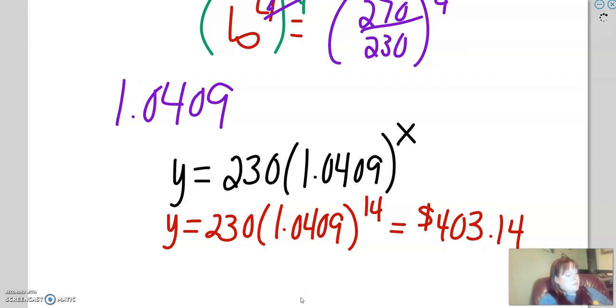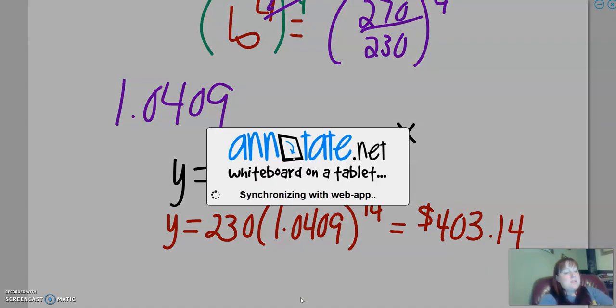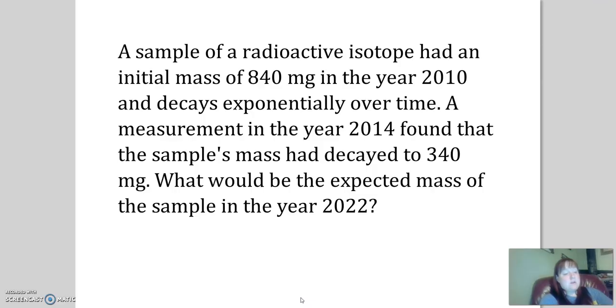All right, so let's look at the next one. A sample of a radioactive isotope had an initial mass of 840 milligrams in the year 2010. It decays exponentially over time. A measurement in the year 2014 found that the sample's mass has decayed to 340 milligrams. What would be the expected mass of the sample in the year 2020?